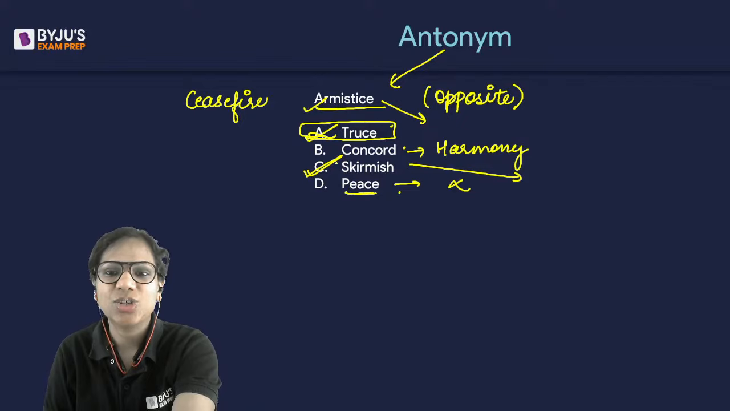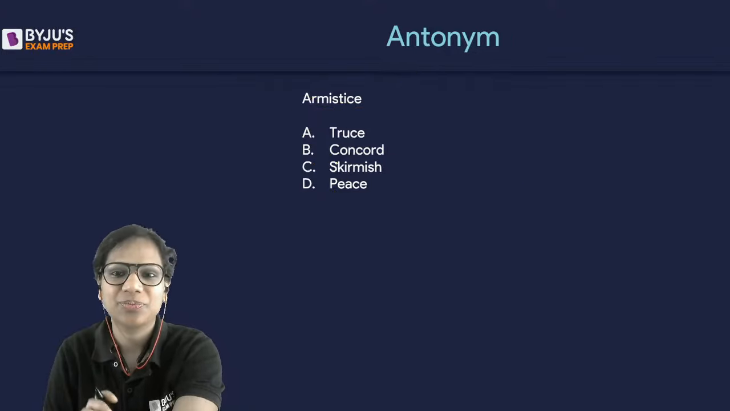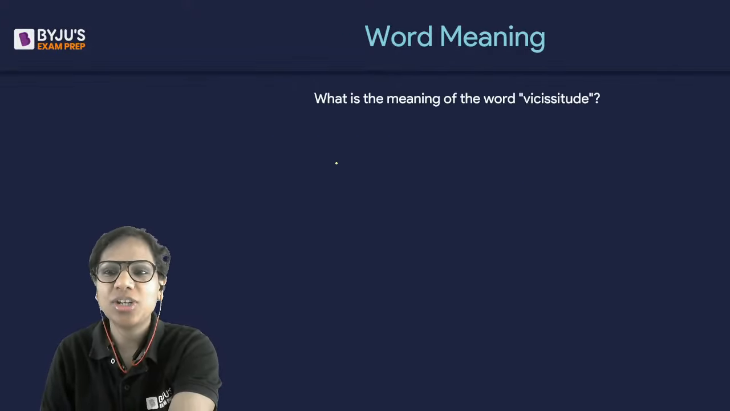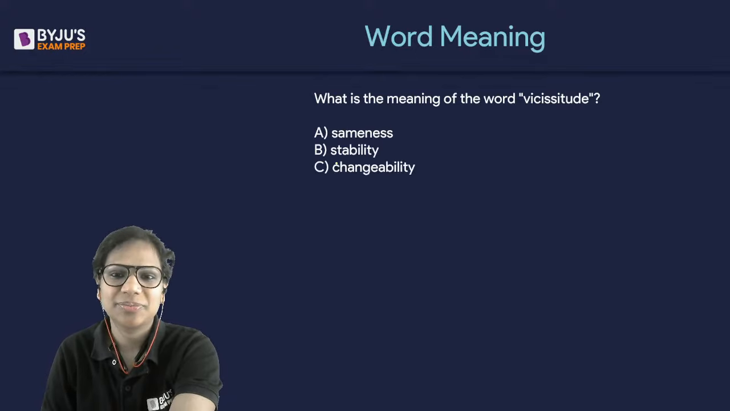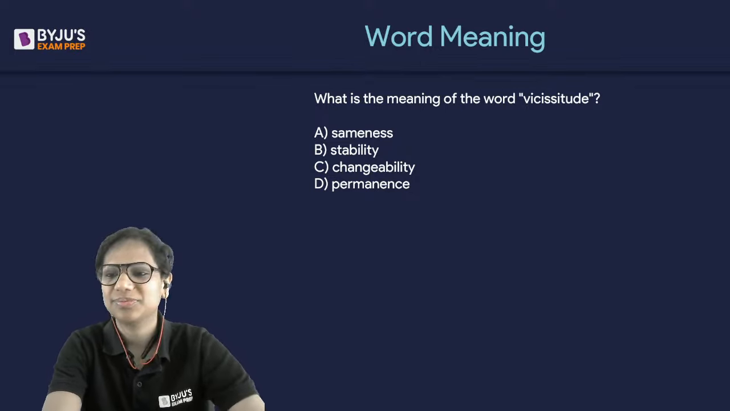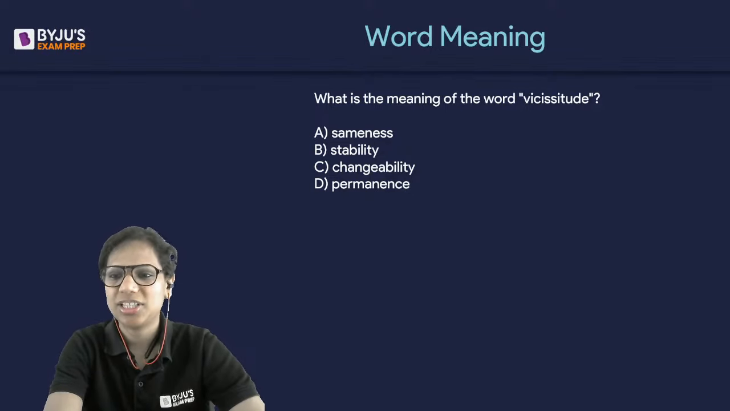All right. So, remember this word, armistice, and remember what pellucid means, associated with lucid. Also, remember skirmish. Okay, so what is the meaning of this word vicissitude? Vicissitude. Let's see who answers the fastest.